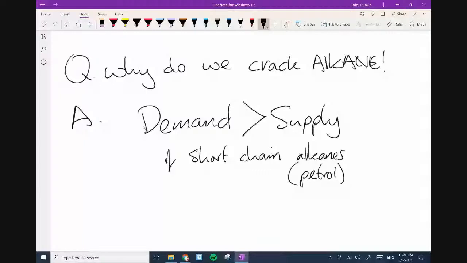I heard a terrifying statistic the other day. I heard that there's something like 500 million cars on the planet now. Something terrifying like that. It might have even been a billion cars. I was like, what? Everybody wants a car.